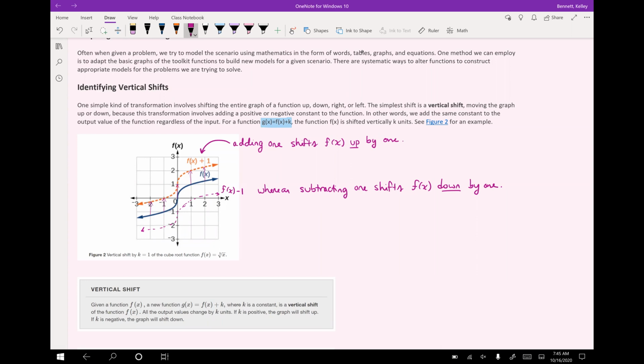Now, if I had subtracted a -1, you want to make sure to simplify that and keep that constant k as a positive number, so that the addition or subtraction corresponds exactly with up or down.